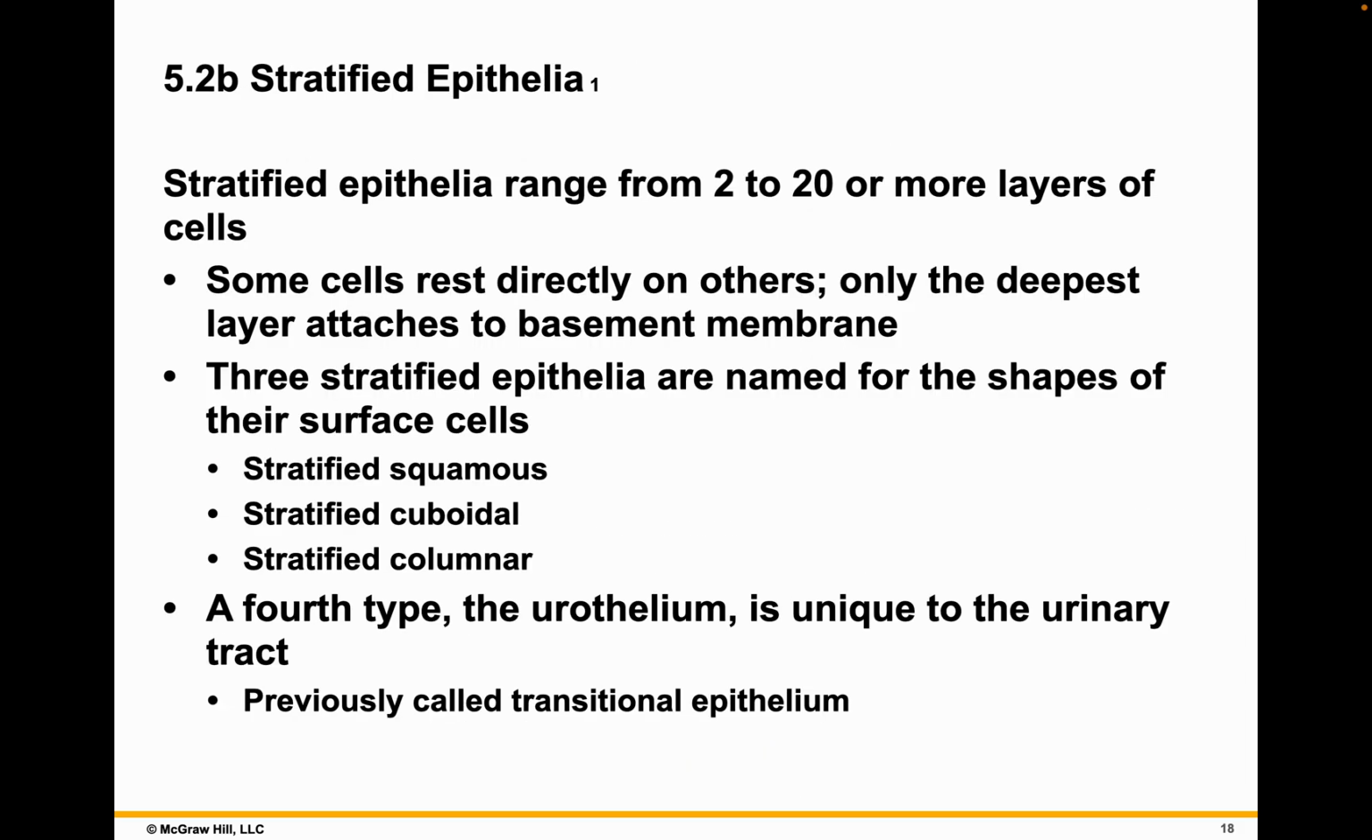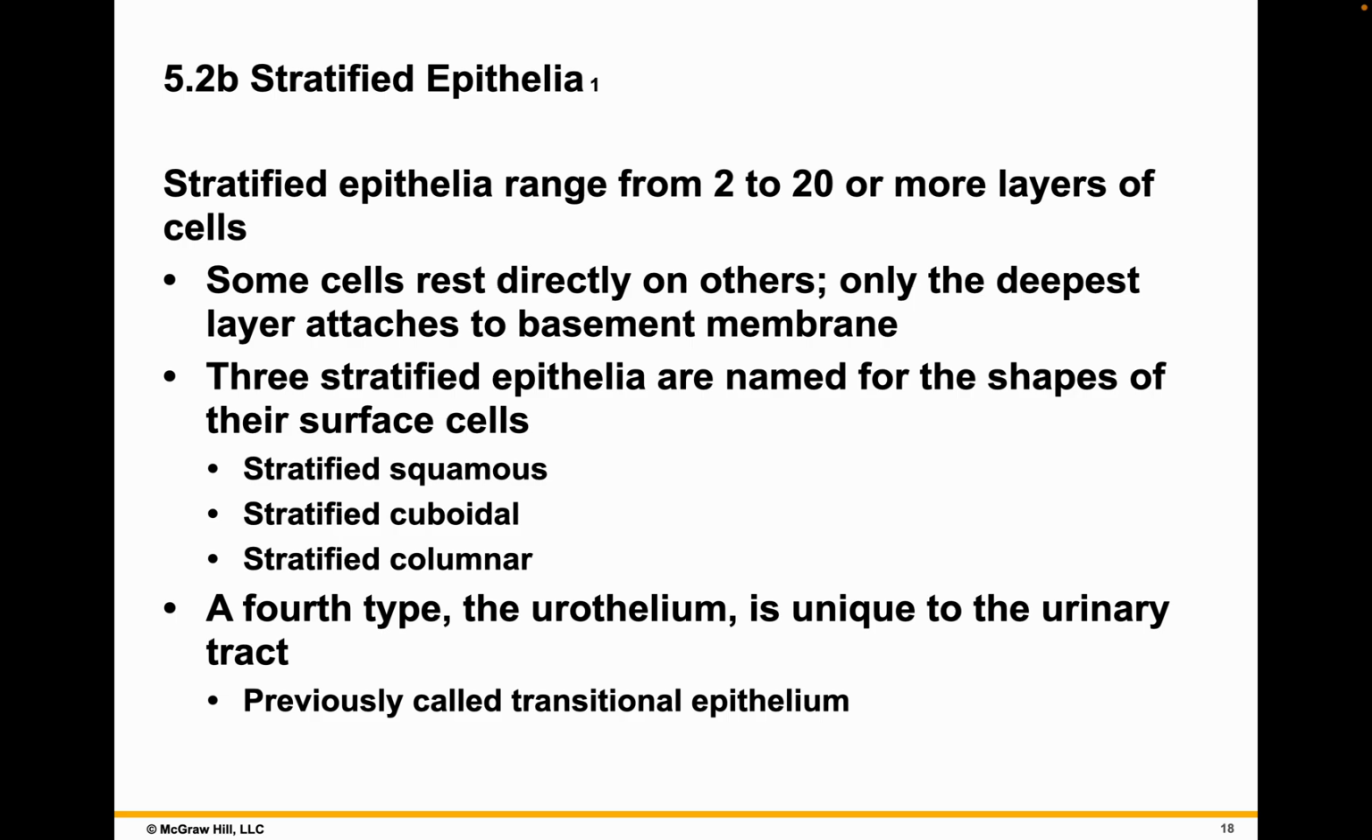Stratified epithelia range from 2 to 20 or more layers of cells. Some cells are directly on others, with only the deepest ones attached to the basement membrane. So there are three stratified epithelia, and they're named for the shape of the cells, but it's the cells at their surface, the cells on the apical side. And these would be stratified squamous, stratified cuboidal, and stratified columnar.